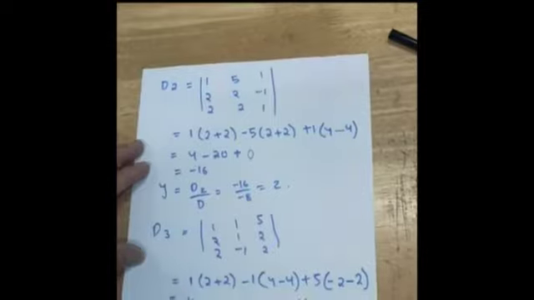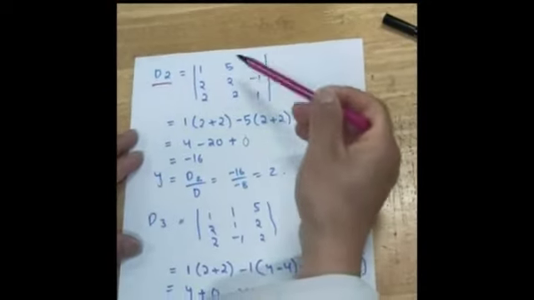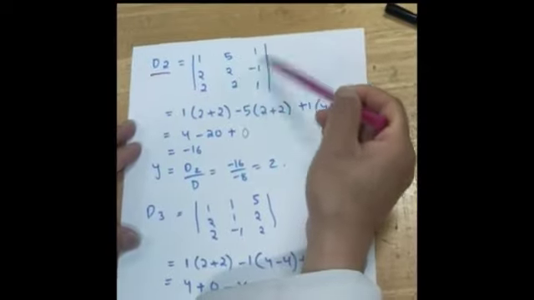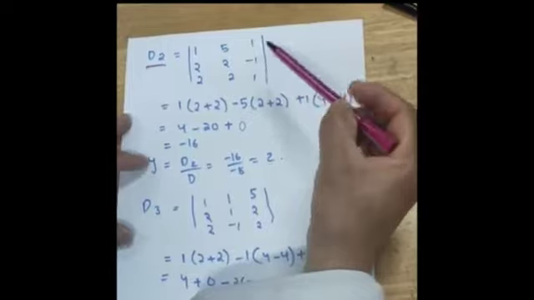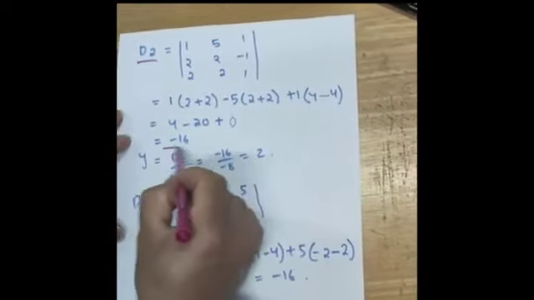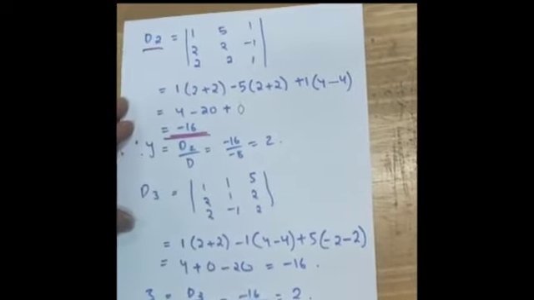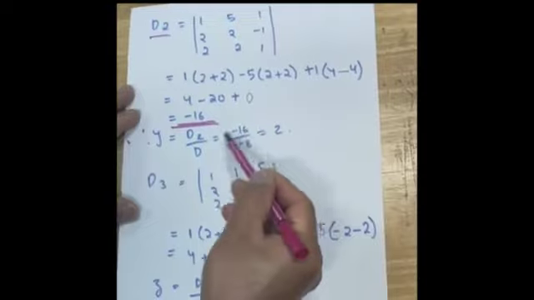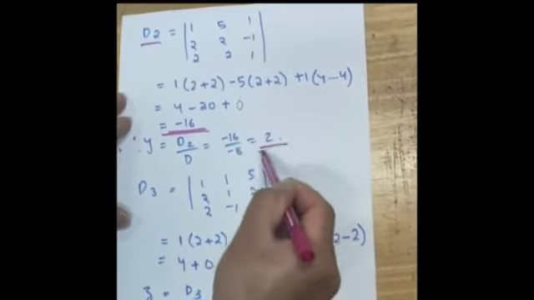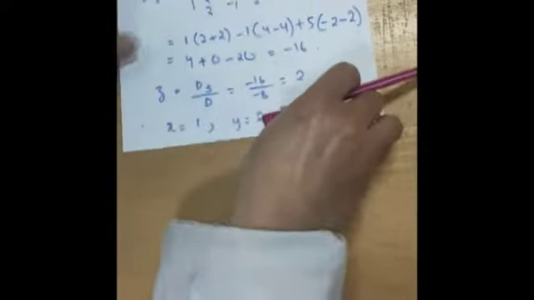Next you have to determine the value of d2. For d2, you have to replace the second column of our coefficient matrix A by the elements of the constant matrix B. If you compute this determinant, we get the value -16. The formula to find the value of y is d2 divided by d, which is -16 divided by -8, which is equal to 2. Therefore, the value of y is equal to 2.